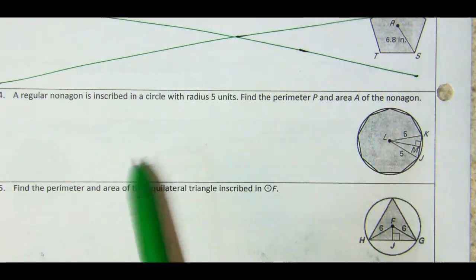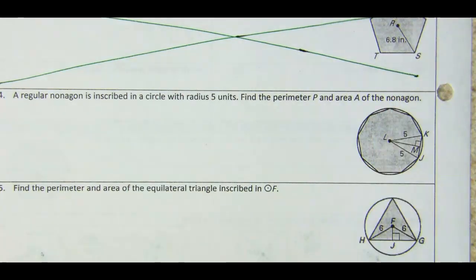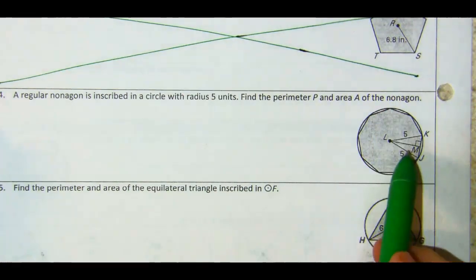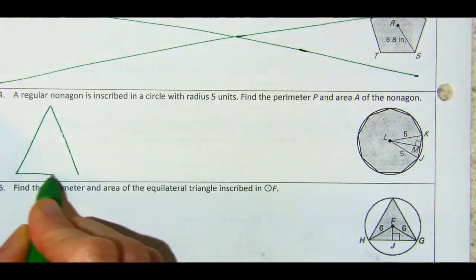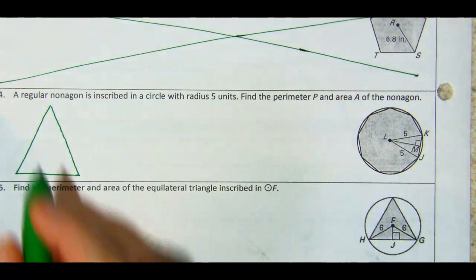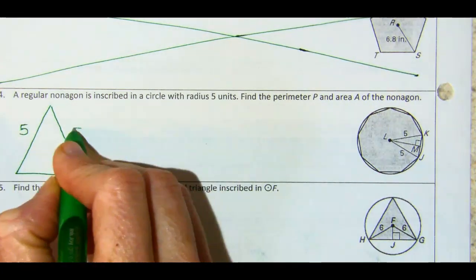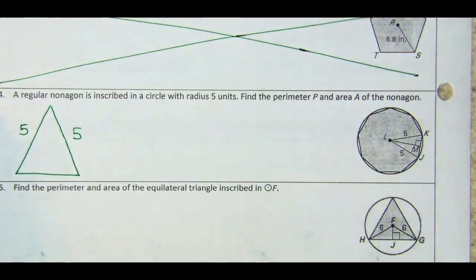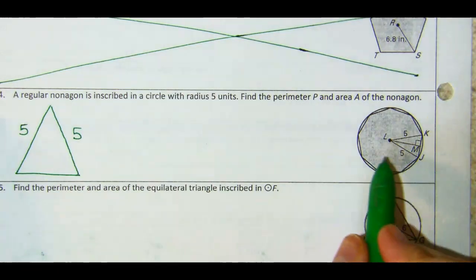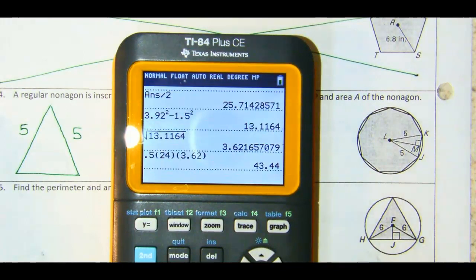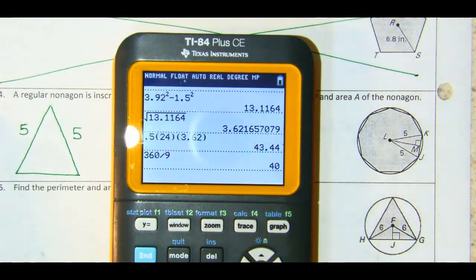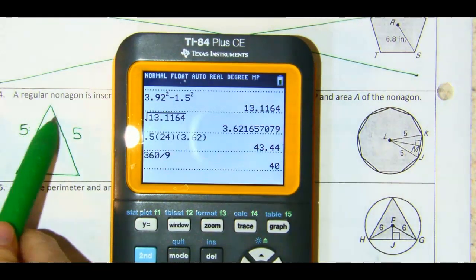So for this one, it's multiple steps. The first thing I'm going to do is redraw this triangle over here so I can find some information that I really need. I know this is a 5 and I know this is a 5. Now, since this is a nonagon, it has 9 sectors. So 360 divided by 9. So this big angle is 40.